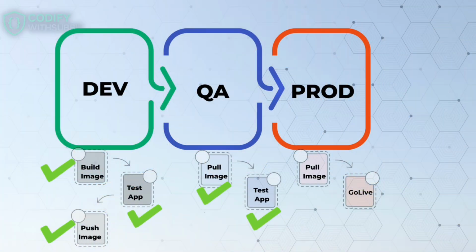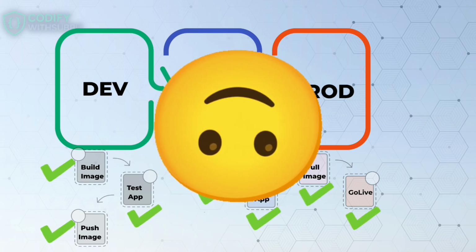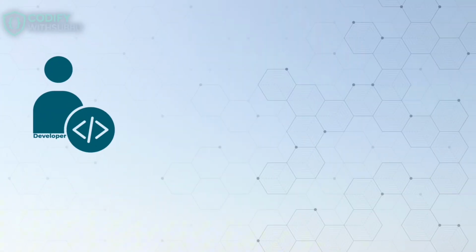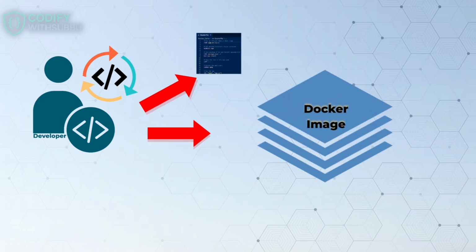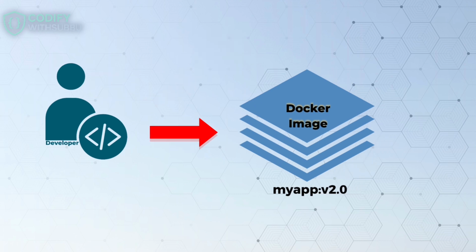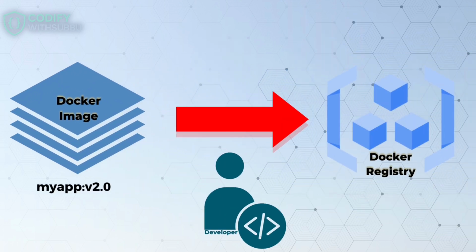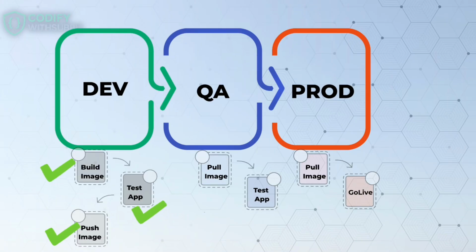Your application is tested in QA, passes UAT, and goes into production, but then a change is requested. The developer updates the code, modifies the Dockerfile, builds a new image with a new tag, and pushes that newer image to the Docker registry. Again, it passes UAT, great. But then when it hits production, something breaks.